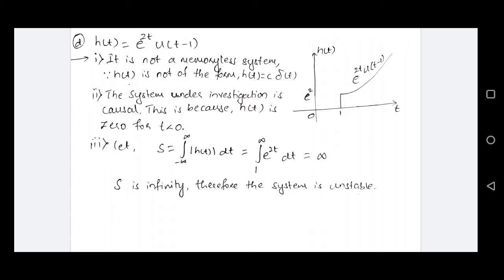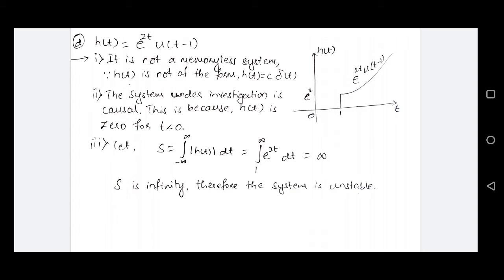Now, is it a memoryless system? It is not a memoryless system because again, the impulse response is not of the form c delta t. It is not a constant. Therefore, it is a memory system. Now, is it a causal system? Yes, it is a causal system because the impulse response is starting from t equals 1. That means the impulse response is 0 for t less than 1. Therefore, it is a causal system.